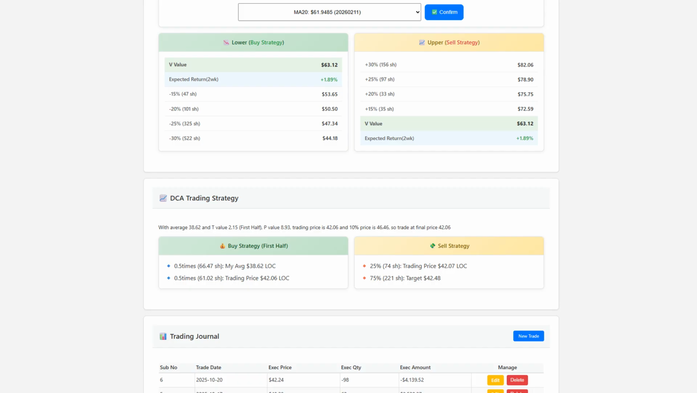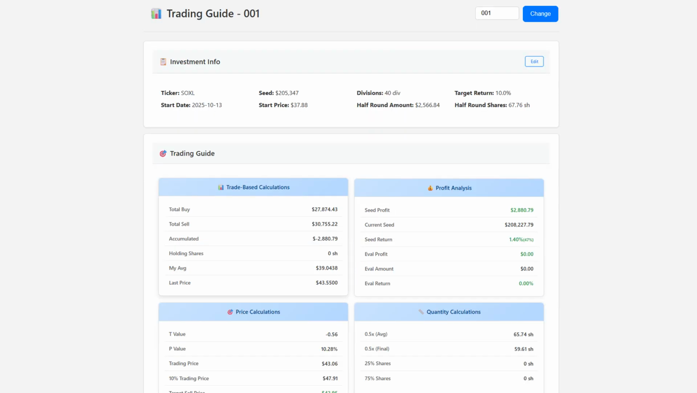By October 24th, we sold everything. 463 shares at $43, then 154 at $43.55. Total buy 27,874. Total sell 30,755. Holding shares 0. Seed profit $2,881. A 1.4% return with an annualized rate of 47%.